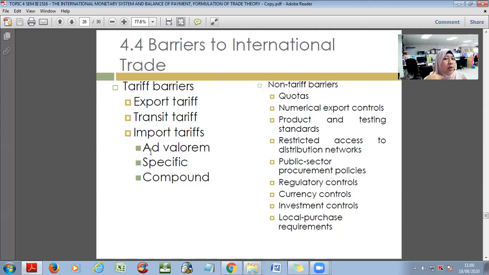Whose government? Home government or the host government? The home government. Can I say home government? It depends. If you are the home government, then the host government will impose it on your product.